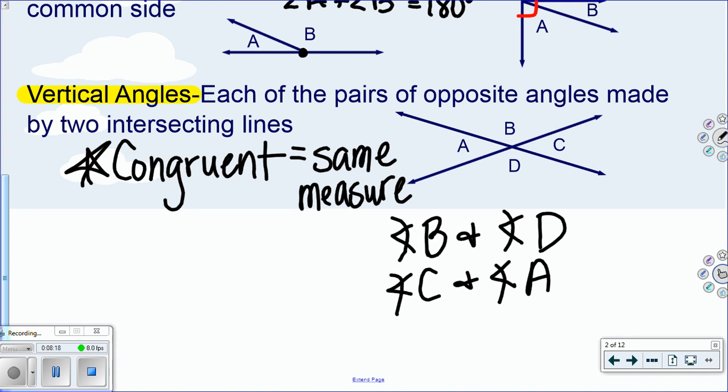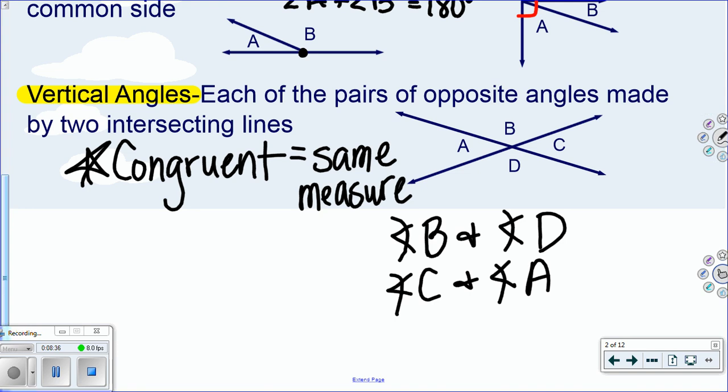So angles B and angle D are congruent. That's the symbol for congruency. We also know that angles A and angle C are also congruent. It's an equal sign with a squiggly on top.